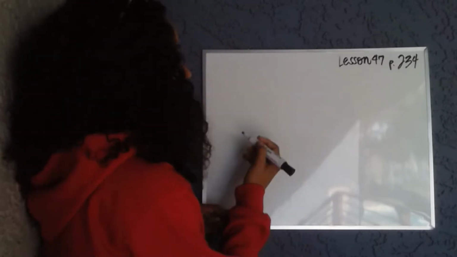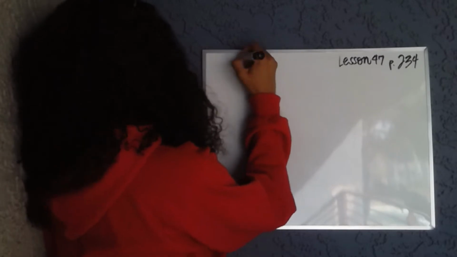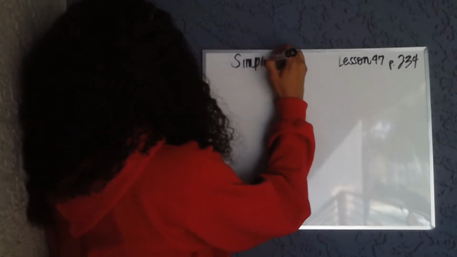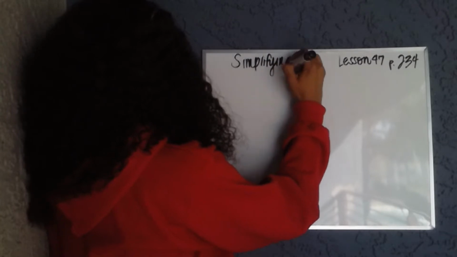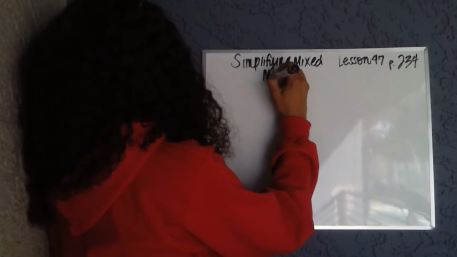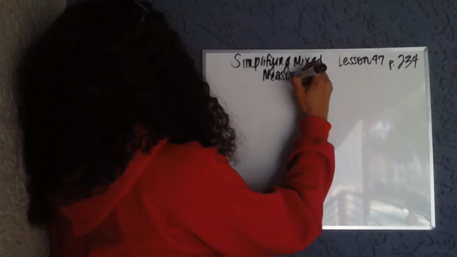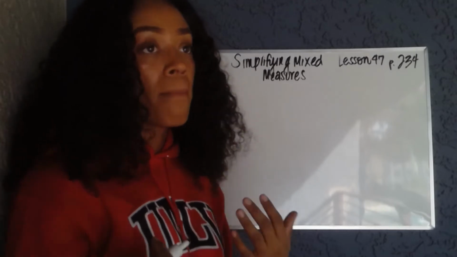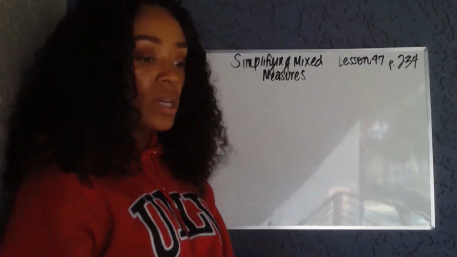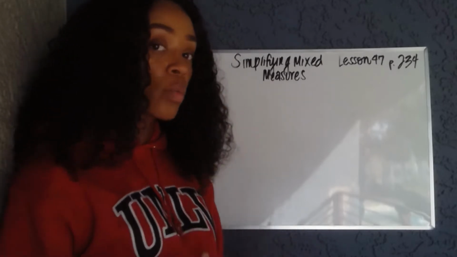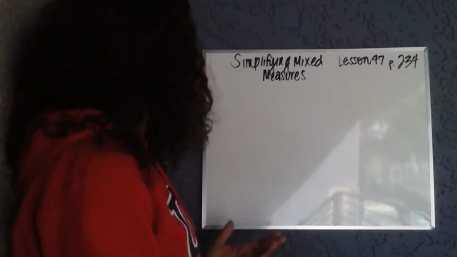So my Nuggets, today we are going to be talking about simplifying mixed measures. Go ahead and write this down on your paper. Sometimes it's necessary in a mathematics equation to simplify measures when an equation has more than one type of measure in it. And what do I mean by measure?